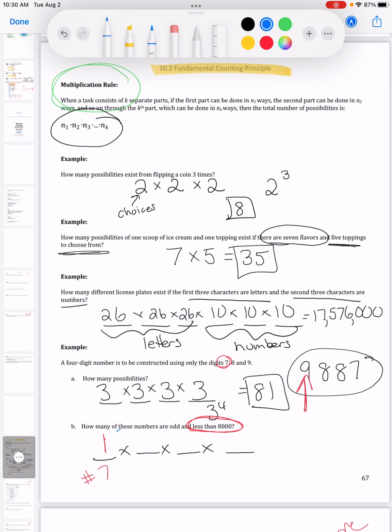To be odd means that the ones place has to be the number 7 or 9. If it ends in 8, it's an even number. So you have 2 choices for the last number. Now, I don't care what you go with in the middle. The middle has nothing to do with being less than 8,000 or odd. So you have all 3 choices. You could be 7, 8, or 9. We're going to multiply those together to get my final answer of 18.